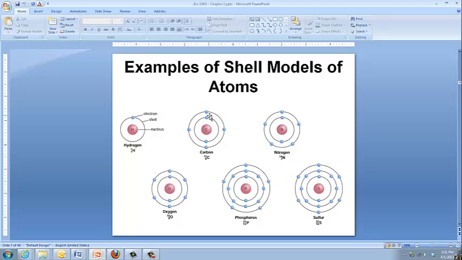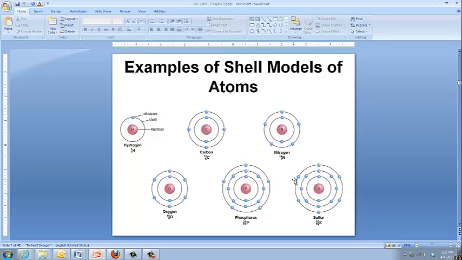2 of them, 1, 2, are located on the first shell, and 4, 1, 2, 3, 4, are located on that outer shell. You can ask yourself the question, how many more electrons does carbon need to fill up that outer shell? And the answer, of course, is 4. So carbon is likely to form bonds with 4 partners in order to fill up its outer shell of electrons. And that's extremely important in our discussion of biological molecules later in this chapter.